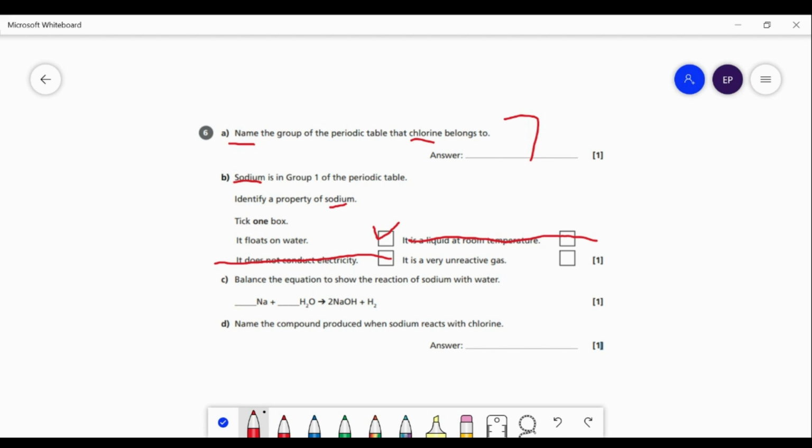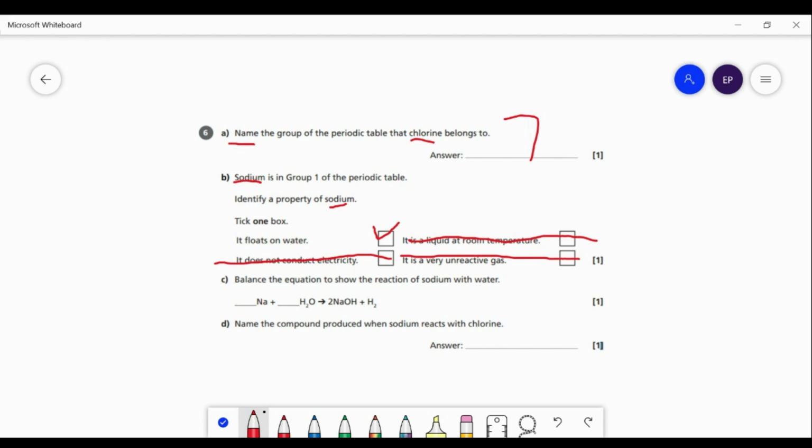And our final answer, it's a very unreactive gas. Well, sodium's in group 1, it's a pretty reactive metal. That sounds like that last answer is describing noble gases or group 0. So that's not what we're looking for. So again, that fourth answer we can rule out. So our first answer, it floats on water, is the correct one.